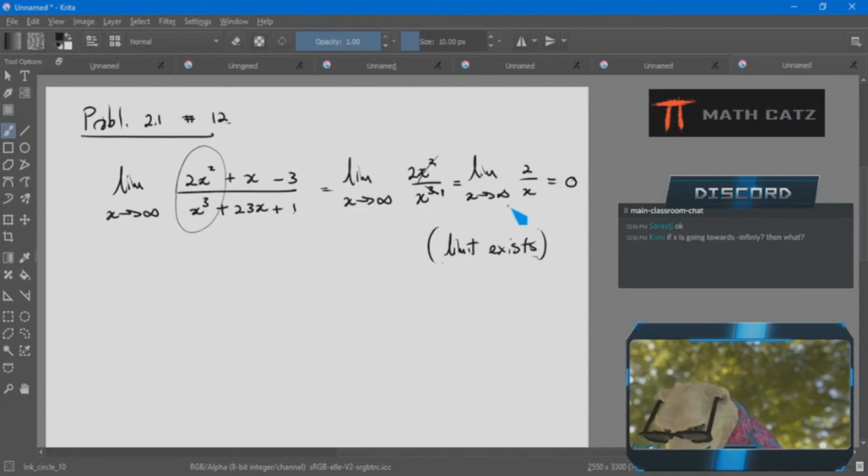If x is going towards negative infinity, then it's all about the size. The size is still increasing. Any number over x is still going to be a little fraction. That little fraction is always going to be negative, but it's going to shrink closer and closer to 0 still. It's all about the size of x, either infinity, and a number over x will shrink down to 0.